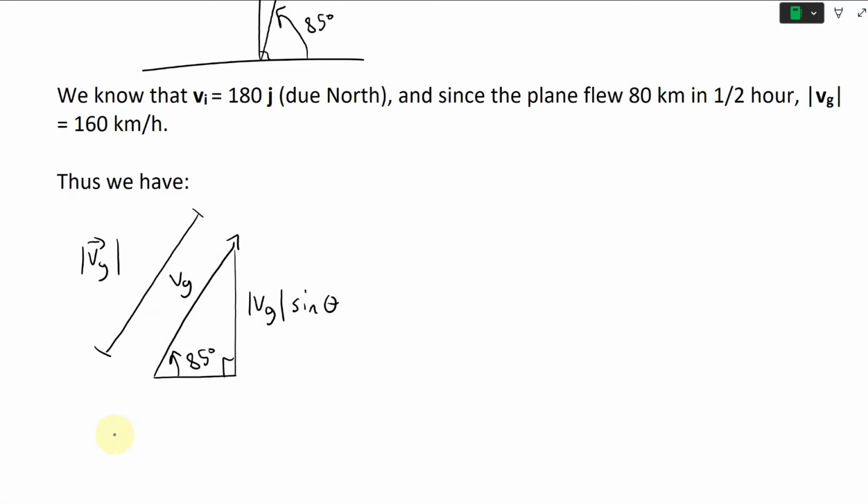And then the bottom right here is just going to be the absolute value of g times cosine, so the adjacent over hypotenuse. And then just move over the hypotenuse to get the adjacent. So basically, we're writing these in components.